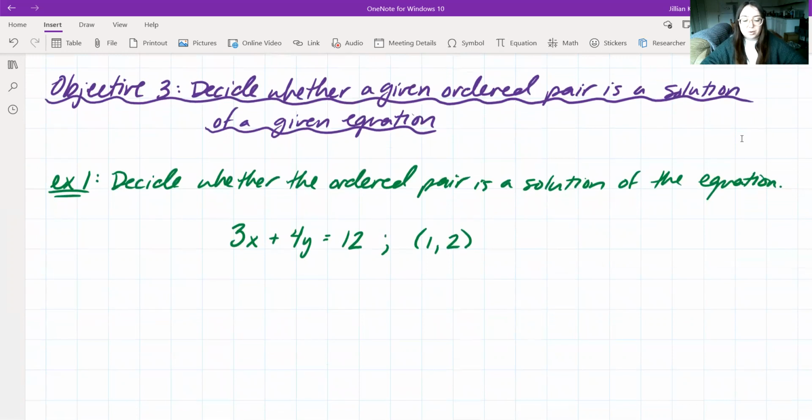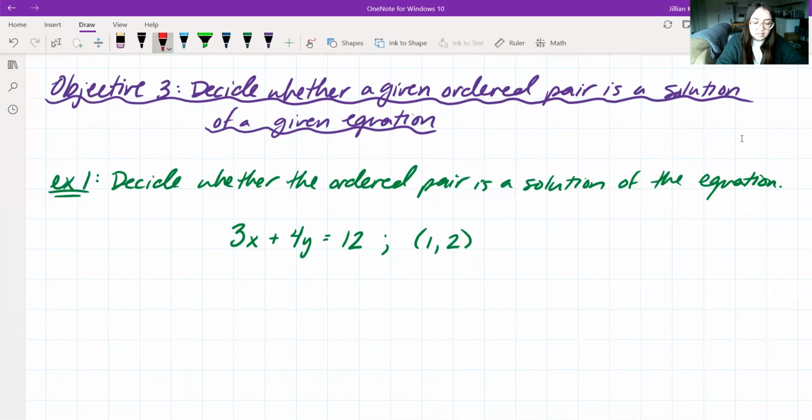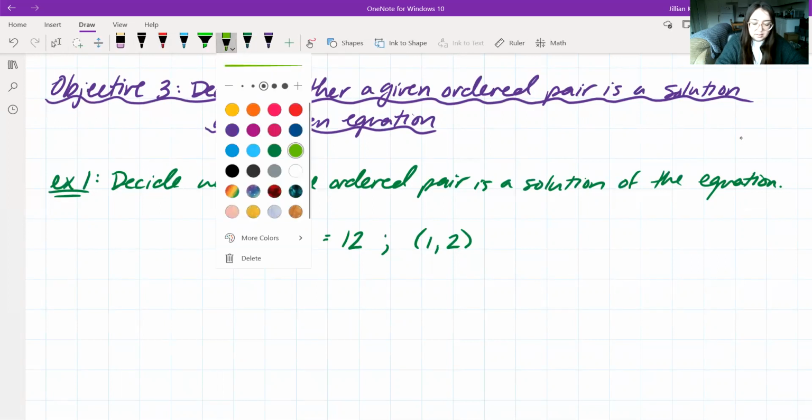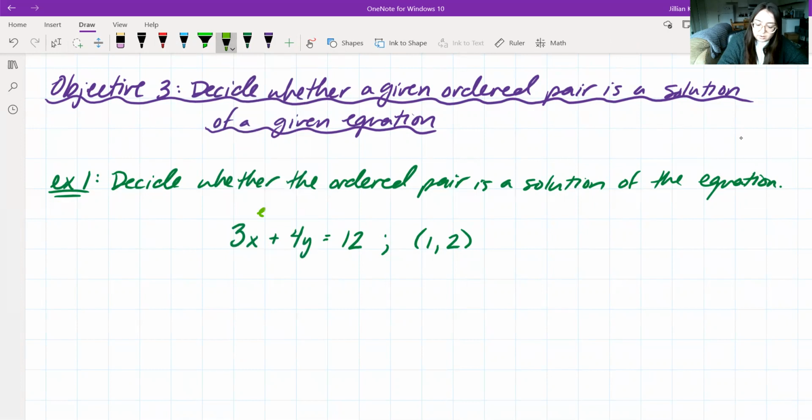Objective 3. We want to decide whether a given ordered pair is a solution of a given equation. For example 1, we just want to decide whether the ordered pair is a solution of the equation. So our equation is 3x plus 4y is equal to 12, and (1, 2) is our ordered pair.